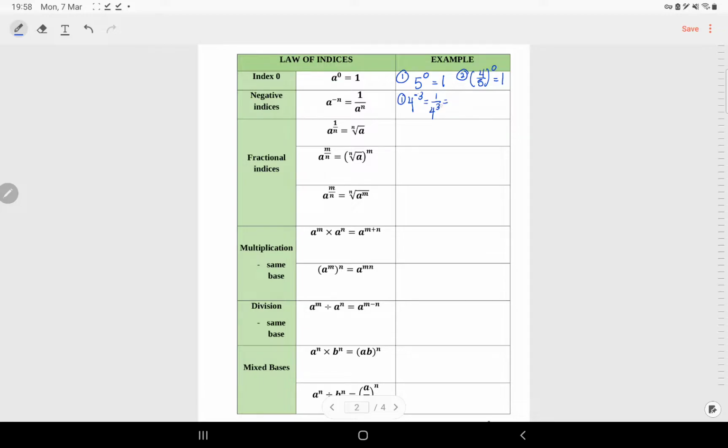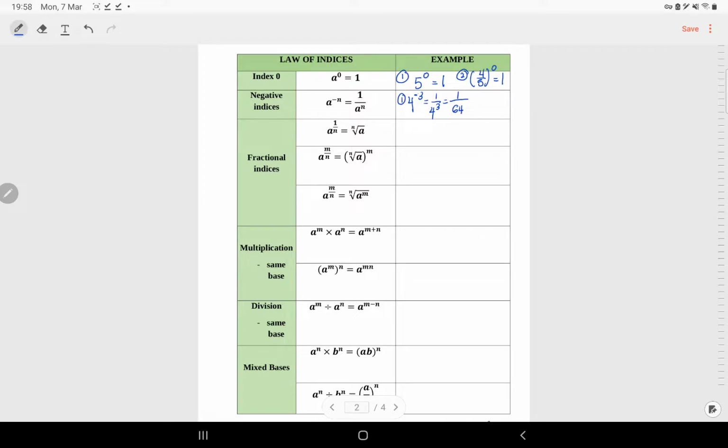And what is 4 to the power 3? Well, that would be 4 times 4 times 4. So 4 times 4 is 16. 16 times 4 is 64. So there you go. You have evaluated the indices here. 4 to the power negative 3 is basically 1 over 64.